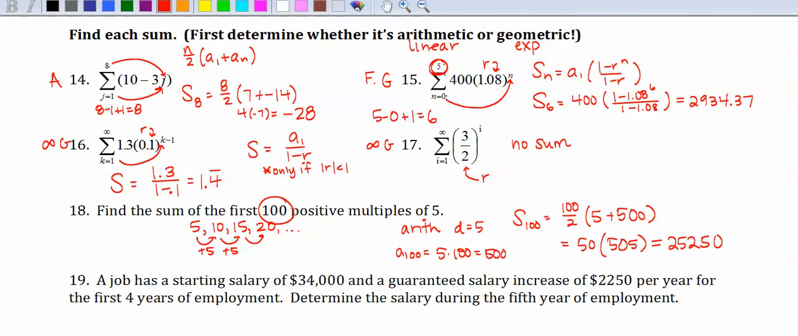Okay, last one, again, is arithmetic. Your starting salary A1 is 34,000. You're increasing 2250. We are finding the 5th year. So it's not a total, it's just a specific term. And since the bell rang, I'm going to leave you there.